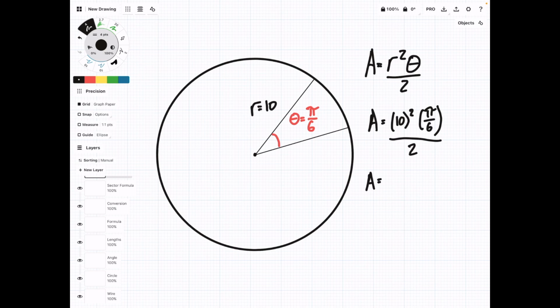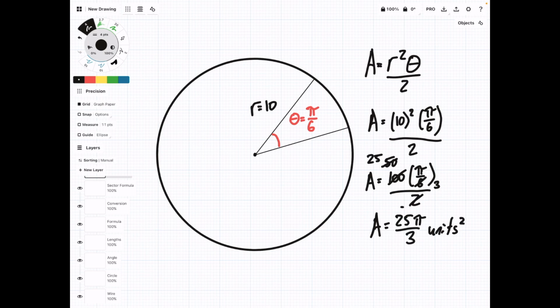Next step, we're going to say 10 squared is 100 times pi over 6. Make that a little neater. Pi over 6, then all over 2. We can take out the 2 from here, so that's 50. And then we'll take out another 2 from here, so that's 3, and this is going to become 25. So our answer is 25 pi over 3, and it's going to be units squared.